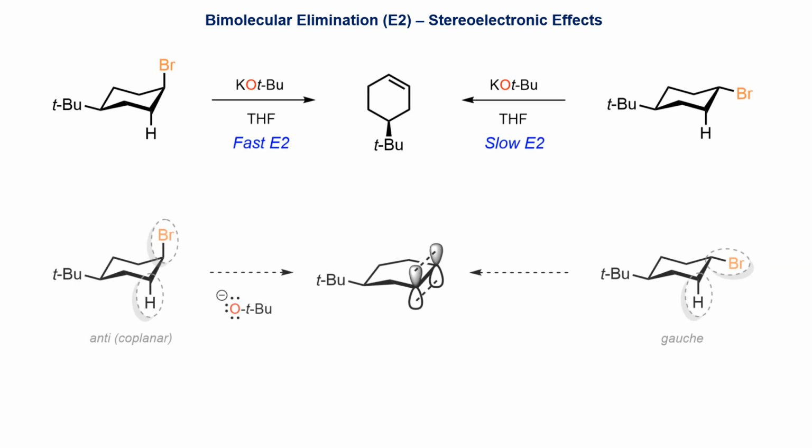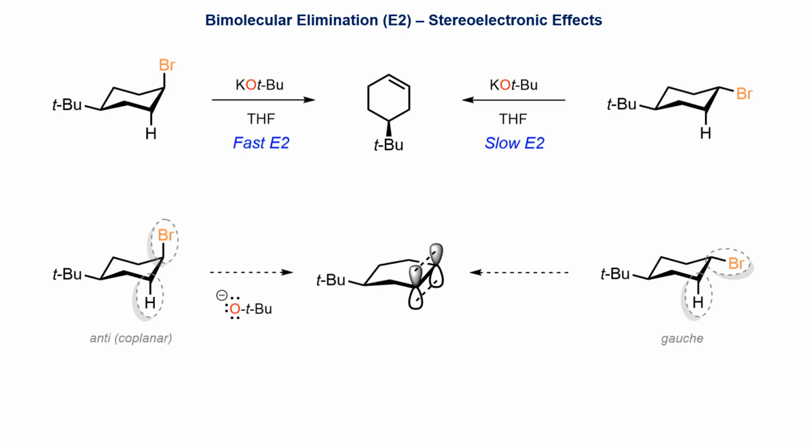Firstly, the large t-butyl group is used to lock the conformation of the cyclohexane chair, since the large group will always need to be in an equatorial position. This means in the cis isomer on the left, the bromine group will always be axial, while the same group on the right will always be equatorial.